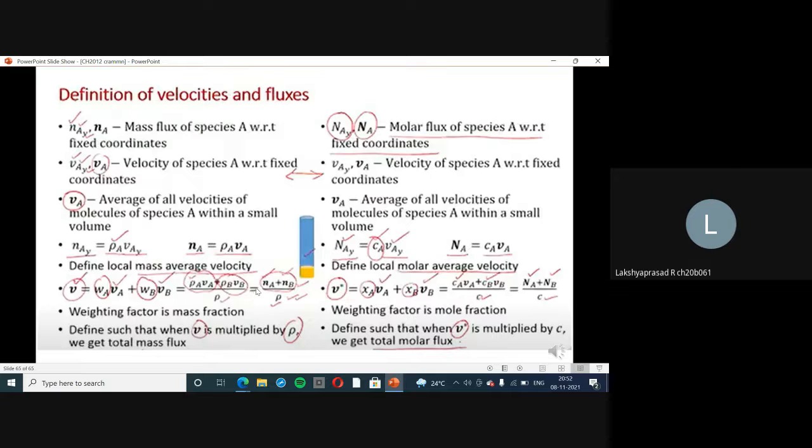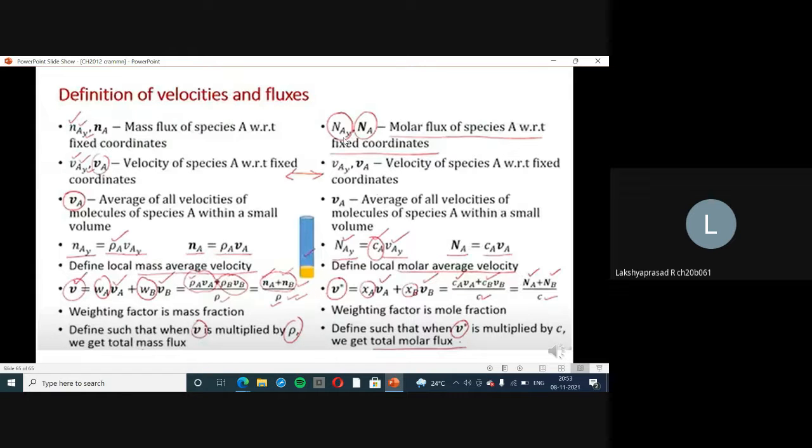Okay, and this can be written as, rho A vA is nothing but nA. So nA plus nB by rho. nA plus nB is the total flux of species A and B together divided by the mass density of the mixture. So the weighing factor which we have considered while evaluating the mass average velocity is wA, which is the mass fraction. We define the mass average velocity v such that when it is multiplied by the mass density rho, it should give us the total mass flux.